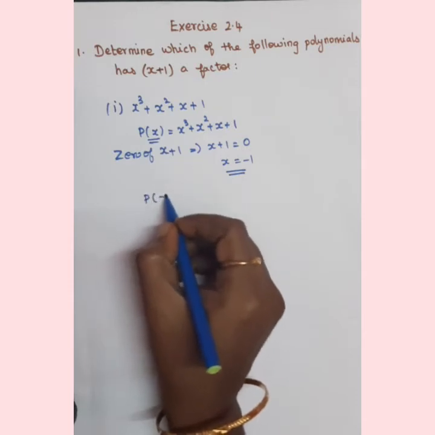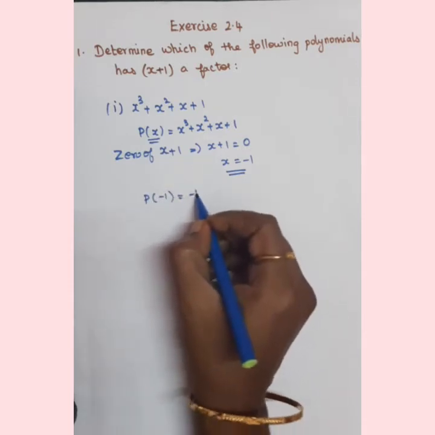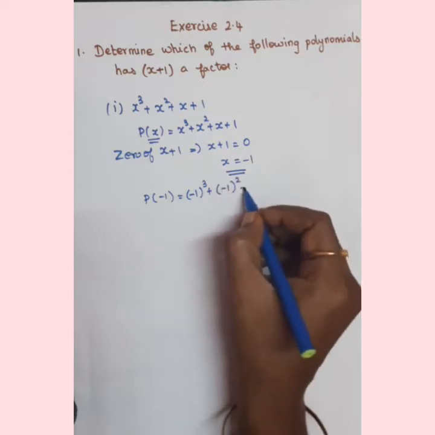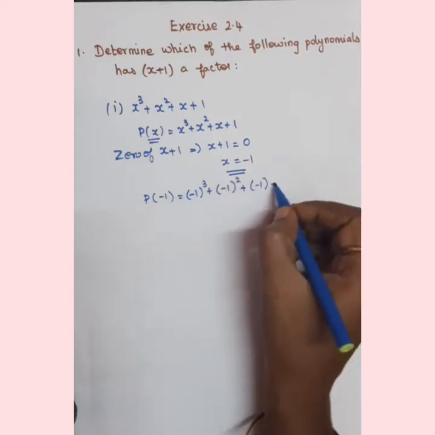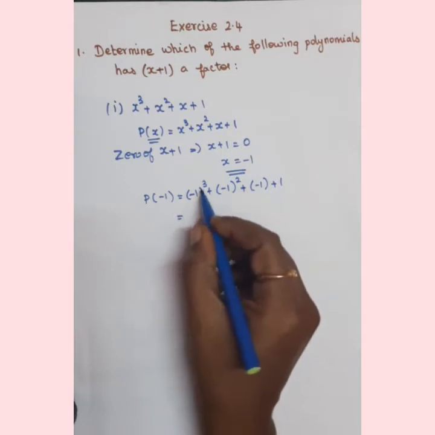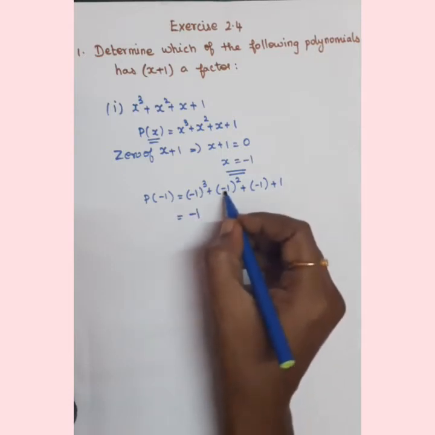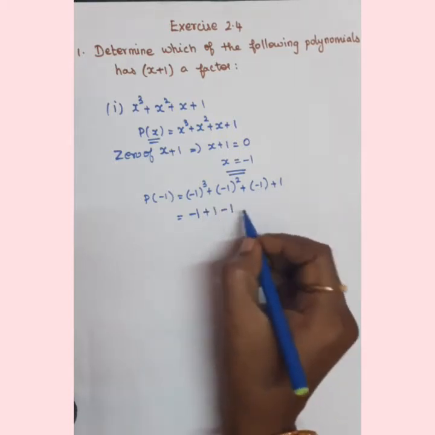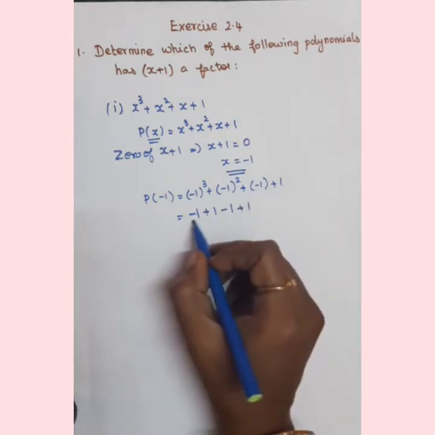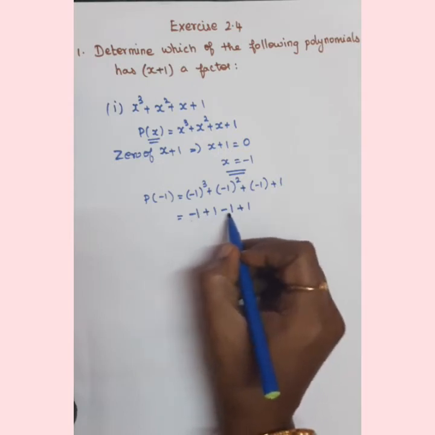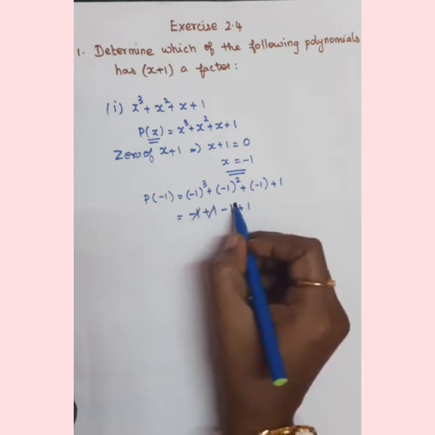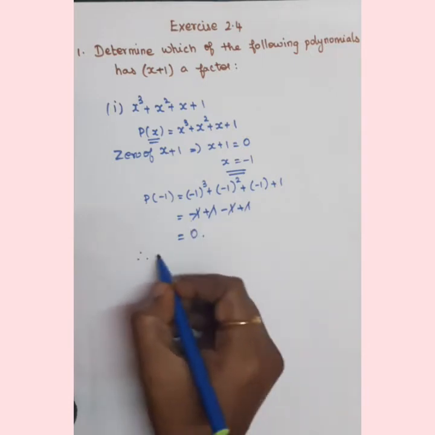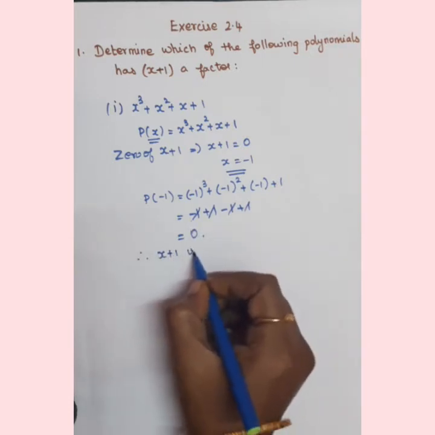So p of minus 1 equals minus 1 the whole cube plus minus 1 the whole squared plus minus 1 plus 1. Minus 1 cubed is minus 1. Minus 1 squared is plus 1. Here you have minus 1 plus 1, which becomes 0, and minus 1 plus 1 becomes 0. So you get the answer as 0. Therefore, x plus 1 is a factor.